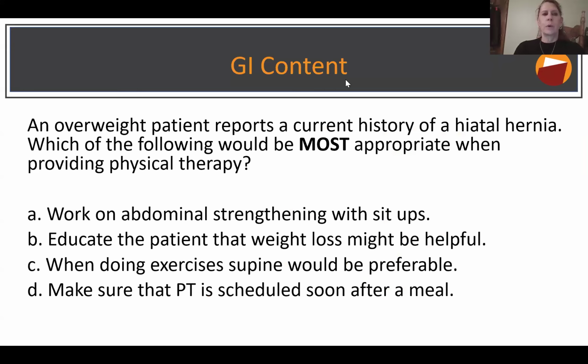Okay, so I'll get the poll going here in a minute. An overweight patient reports a current history of a hiatal hernia. Which of the following would be most appropriate when providing physical therapy?